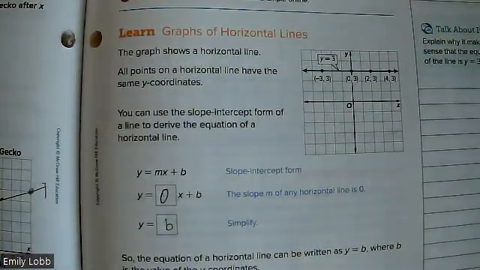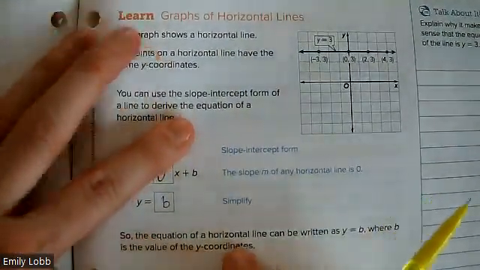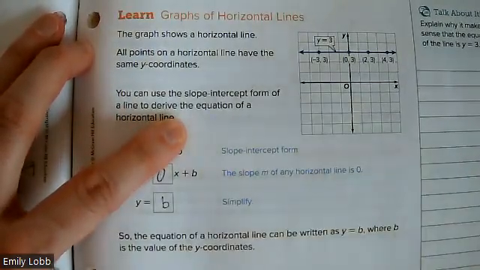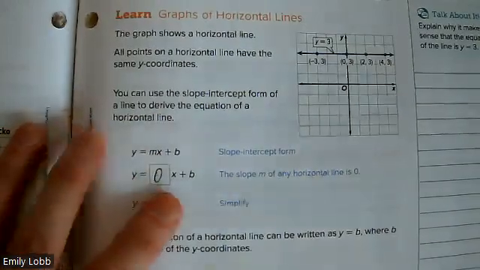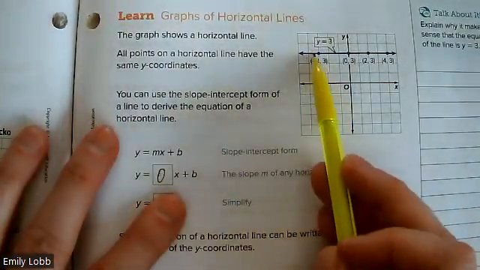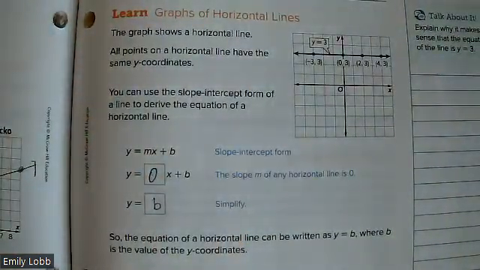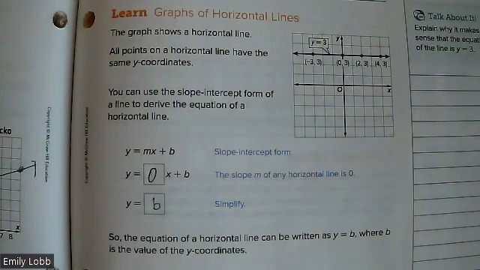Do you agree? So you should be on page 239 with me. So the equation of a horizontal line can be written as y equals b, where b is the value of the y coordinates. See how this is everywhere that y would equal 3? So if this is the graph of a horizontal line, what do you think a vertical line equation might look like?